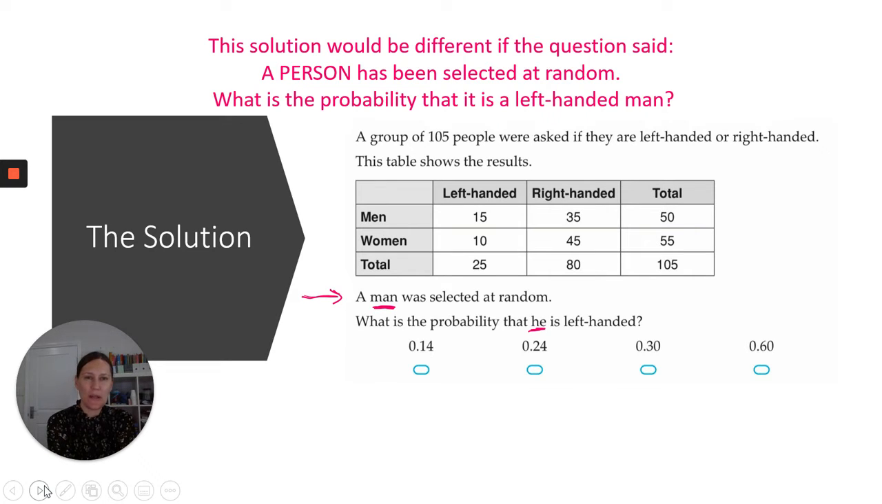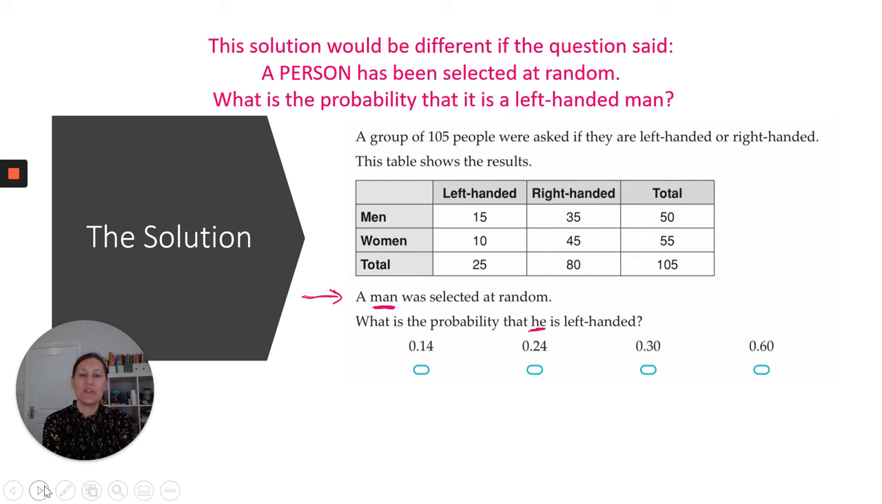So the solution would be different if the question said a person has been selected at random. What is the probability that it is a left-handed man, or that one person is a left-handed man? If we were looking at that question, we would be saying, well, there's 15 left-handed men and there's 105 people total. And we would work out the probability of 15 out of 105, which is 0.14, just for the record. But that's not what this question is asking.